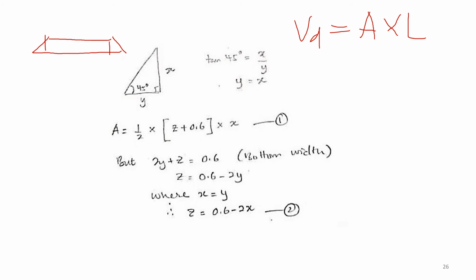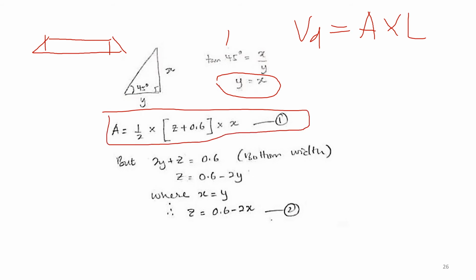So now we are measuring the two smaller triangles at the side. So we have the angle 45, we just calculated just now. So tangent 45 is 1. So 1 equals to x over y, so we can assume that y equals x. Okay, then this is the formula for area of trapezium. So half of z, the length above, which we don't know, plus the bottom length, which is 0.6, times the height. The height also we don't know, it is the unknown x.